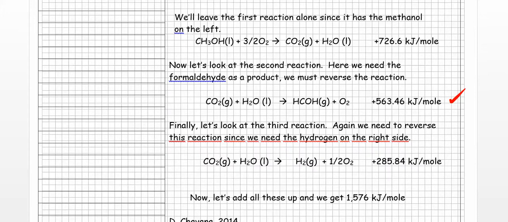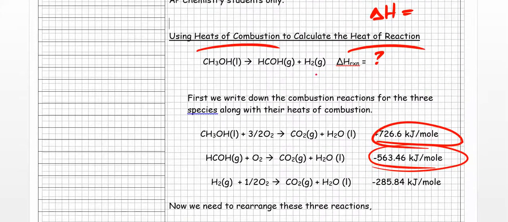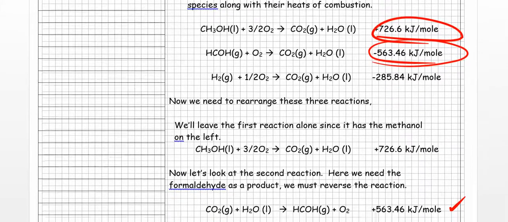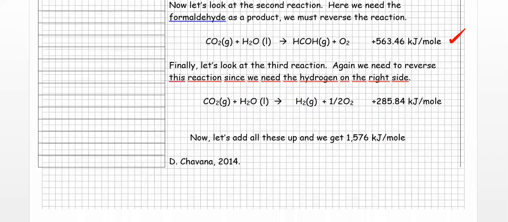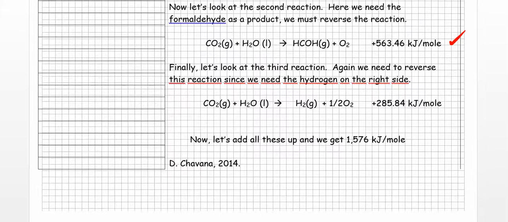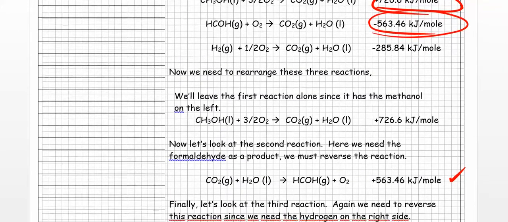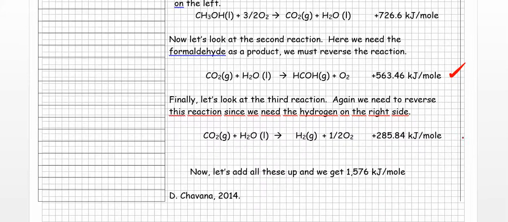Now let's look at the last one, the third reaction. Again, we need to reverse this reaction since we need the hydrogen on the right side. So remember, in the original reaction, hydrogen was over here on the left-hand side, so we need to flip that reaction, right? We've got to turn it to the other side. So when we do that, obviously we're going to flip the sign. The original sign was negative, so it was negative 285.84. Now it becomes positive 285.84 because we flipped the sign.